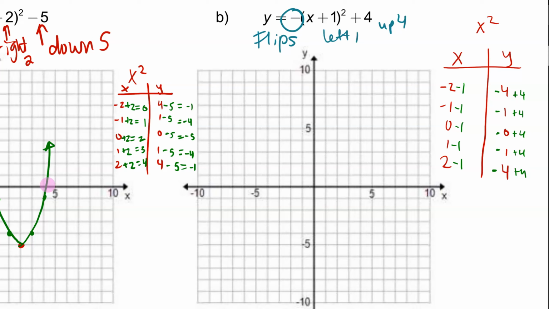So I added 4 since it's up 4, that's vertical, that's why. But going left by 1, left is horizontal. So that's when I subtracted 1.